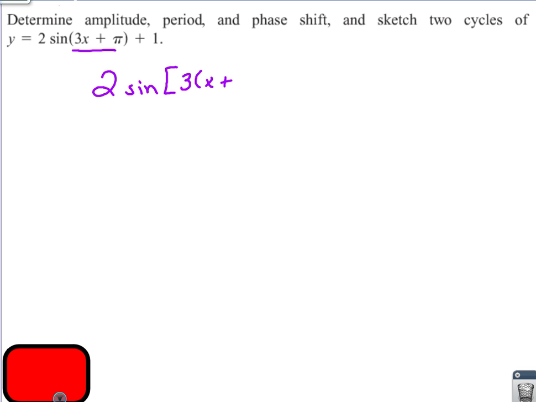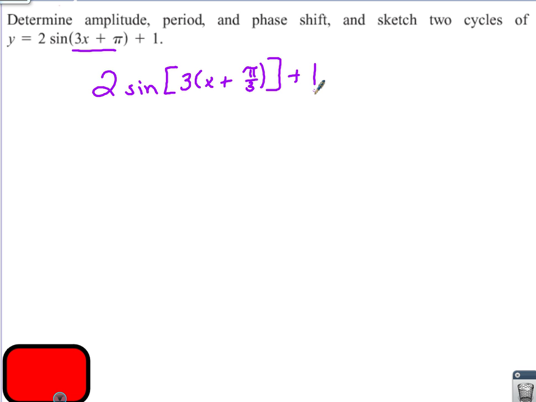But 3 times what gives you pi? Pi over 3. Because if you multiply 3 times pi over 3, would the 3's not cancel and leave you with that pi? Think of it like this: to undo a multiplication by 3, you would need to divide by 3. Multiplying by 3 and dividing by 3 undo each other and leave you with just that pi. So if you want to pull that 3 out, you're going to have to divide by 3. And then you have the plus 1 on the end.